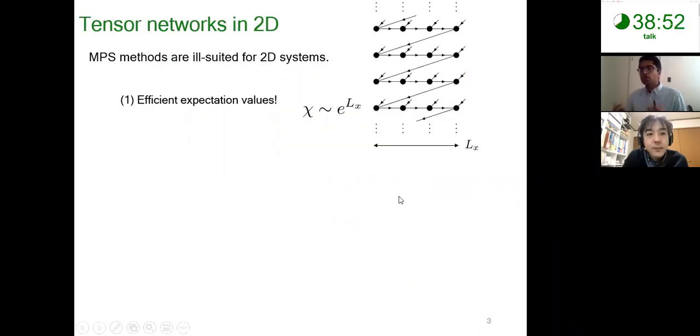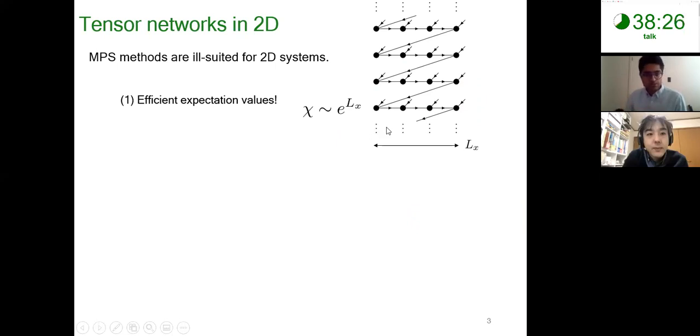So to begin, I just want to motivate this by considering tensor networks in 2 dimensions. And the standard way that we have to study these systems is to use MPS methods. But these are inherently ill-suited for 2-dimensional systems. So if we consider this strip geometry where we have a 4 by infinity system, and we try to apply an MPS to it, we find that the necessary bond dimension chi grows exponentially with the width of our system.